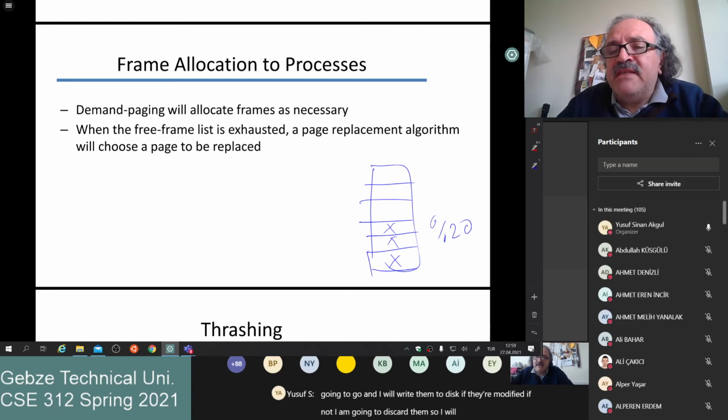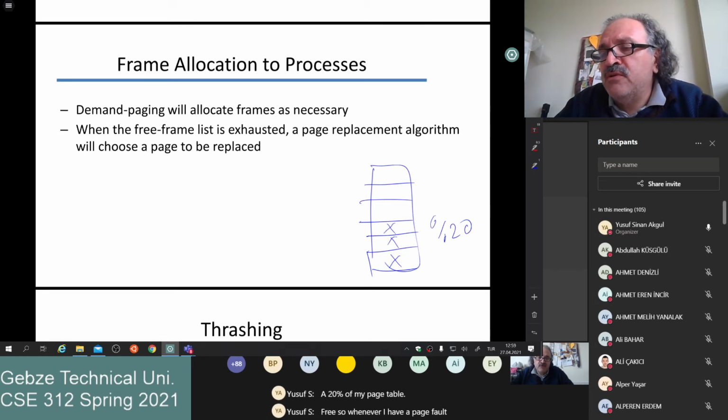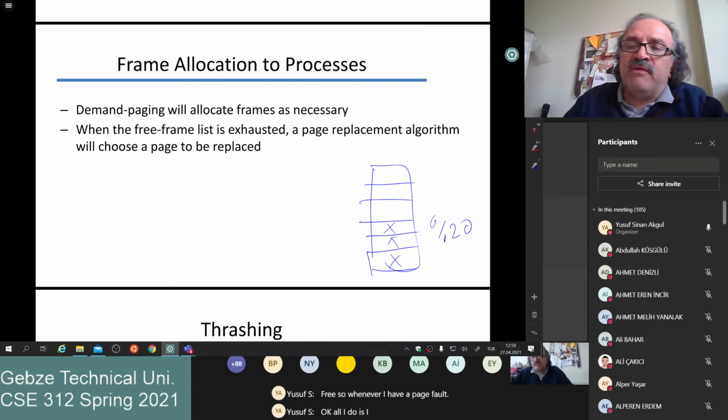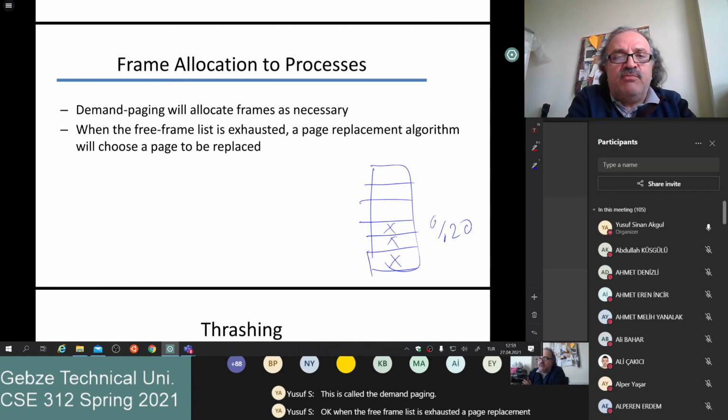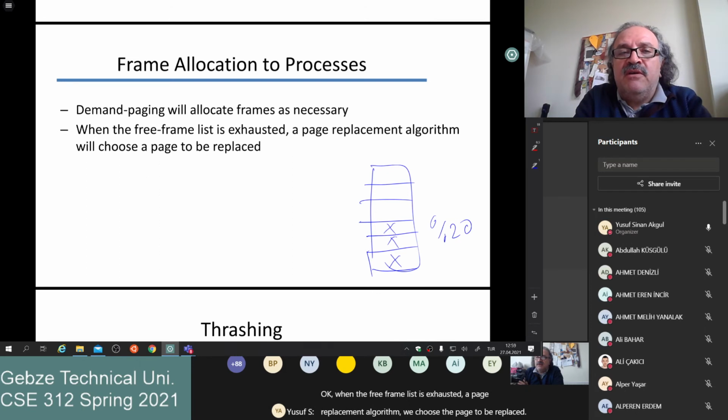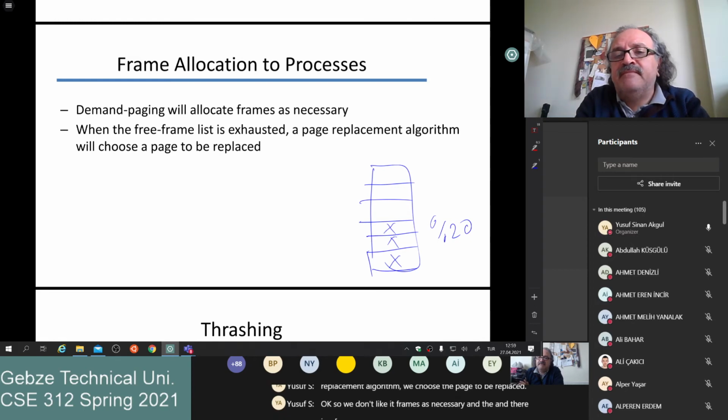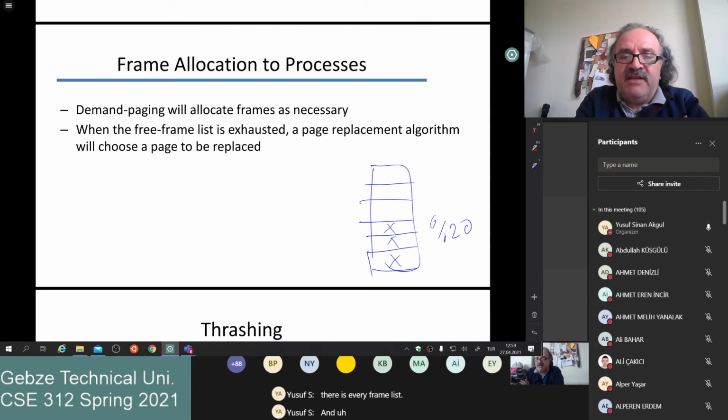So I always keep 20% of my page table free. So whenever I have a page fault, all I do is just use one of these free page table entries. This is called demand paging. When the free frame list is exhausted, a page replacement algorithm will choose a page to be replaced. So we'll allocate frames as necessary, and there is a free frame list, and I try to keep it free, like this one.